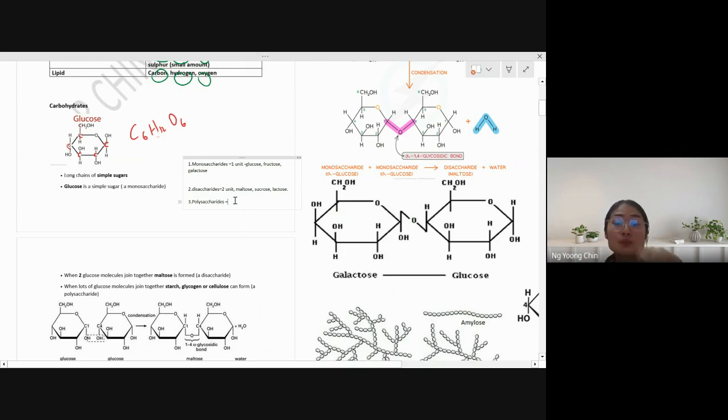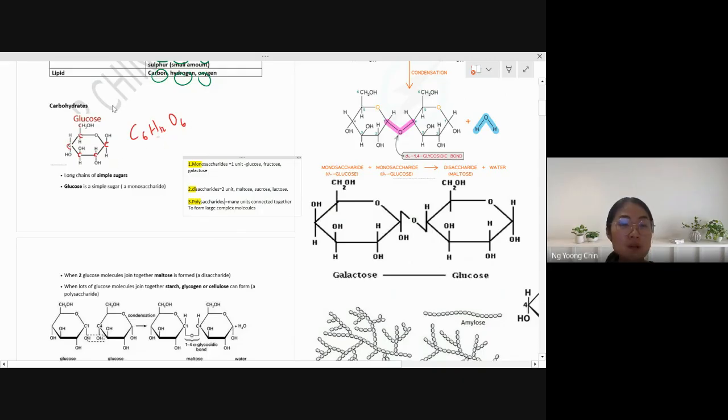Polysaccharide is much more complex than monosaccharide and disaccharide, because polysaccharides are made of monomers numbering about 100 above, 200, 300. So there are many units connected together to form a large complex molecule. This is known as polysaccharide. Remember when you learn this: mono means 1, di means 2, poly means many. This is the English term.